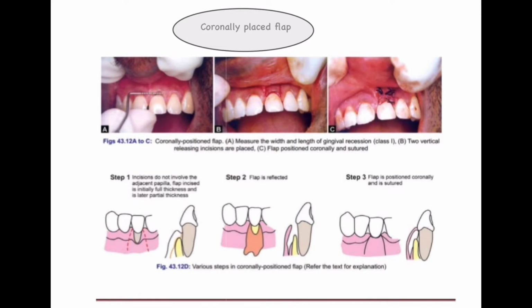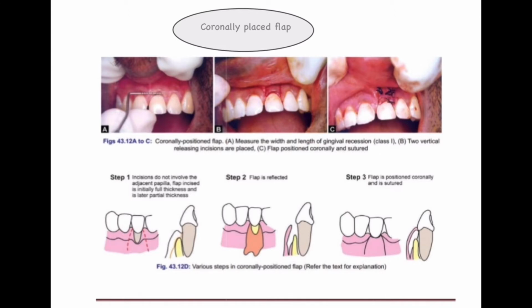अब recession का case है, basically it means that the epithelium has migrated more apically so that the root becomes visible in the oral cavity. Now this may lead to sensitivity. Therefore, for treating the recession cases, we need to raise a flap and place it more coronally, that is towards the crown, to cover the defect. Okay, so this is what a coronally placed flap means.